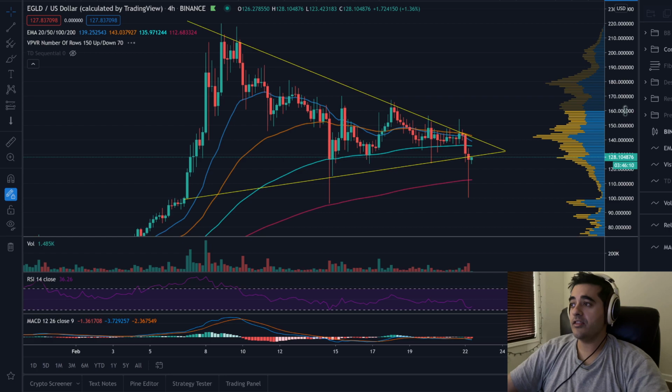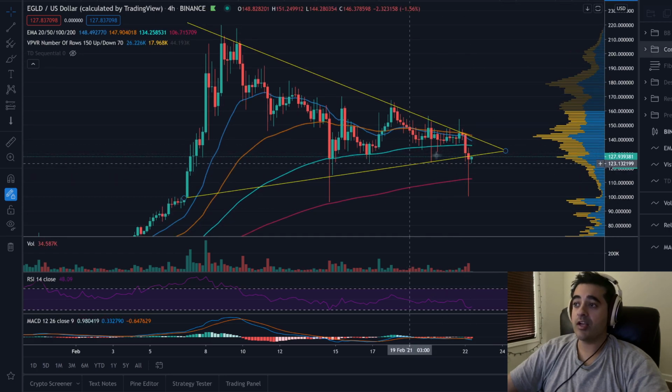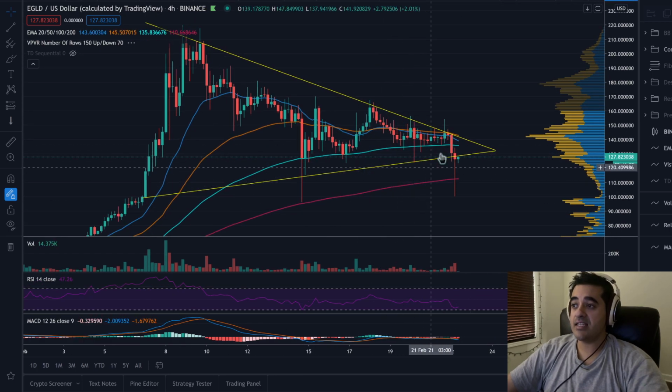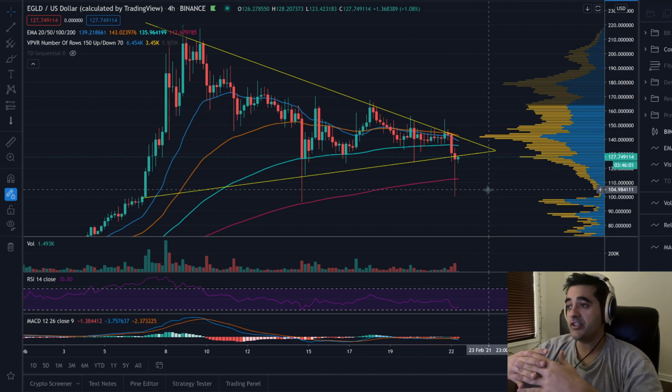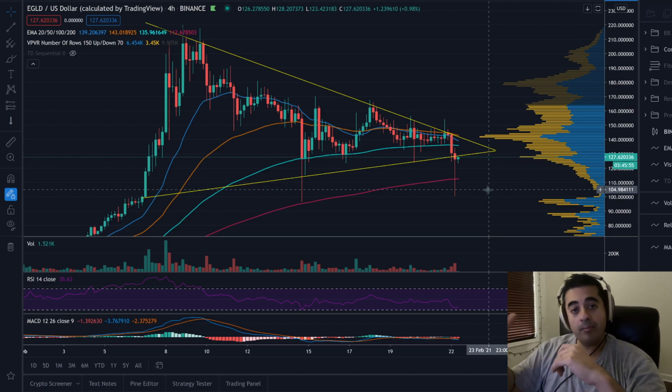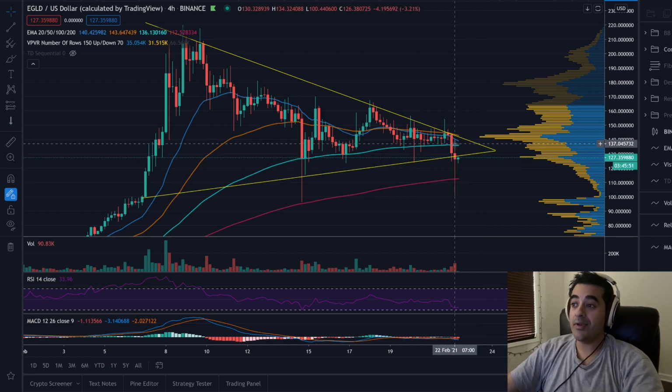Now, the concerning thing for me is not even the triangle. The triangle is a good thing, and you can see a breakout or a breakdown out of the triangle. If you're following me on Twitter, you saw yesterday that I said we're forming a symmetrical triangle, but symmetrical triangles can go either way. They can go up, they can go down, and you need a confirmation. And right now, even this drop is not 100% confirmation.